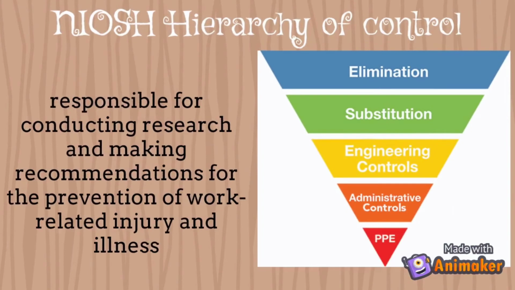The National Institute for Occupational Safety and Health, or NIOSH, hierarchy of control: elimination, substitution, engineering controls, administrative controls, and PPE. NIOSH is responsible for conducting research and making recommendations for the prevention of work-related injuries and illnesses.